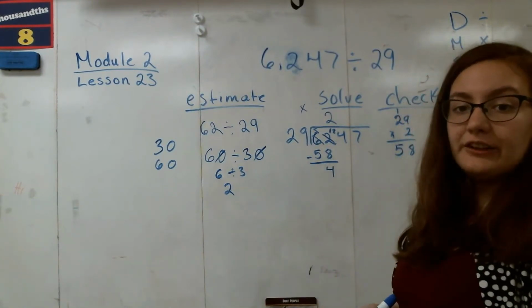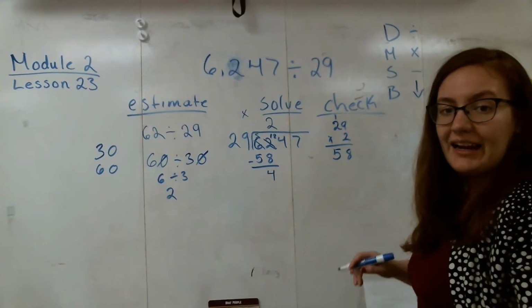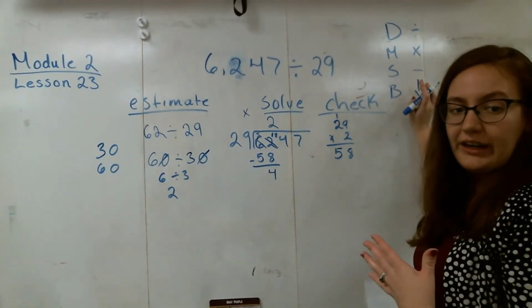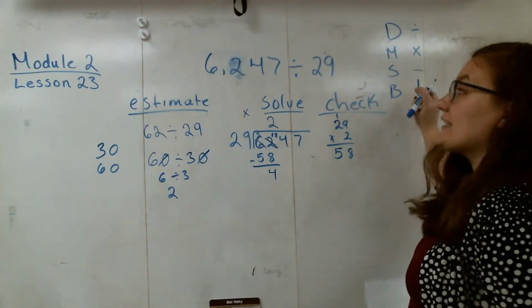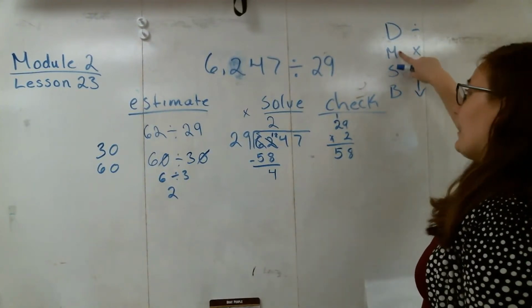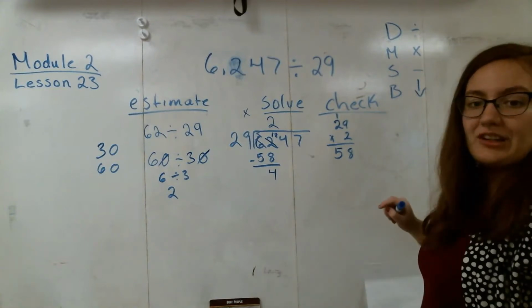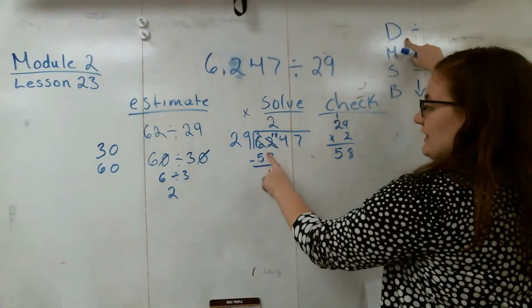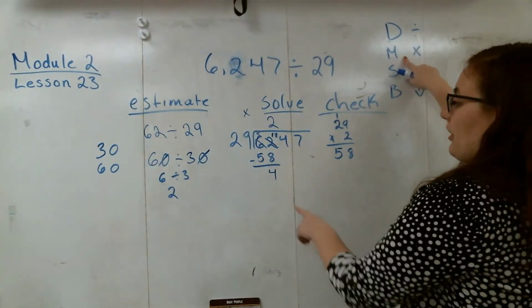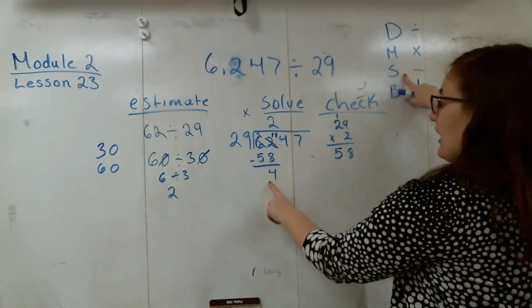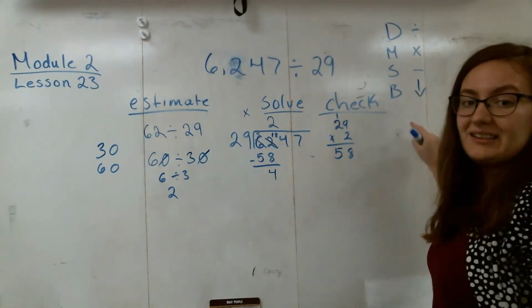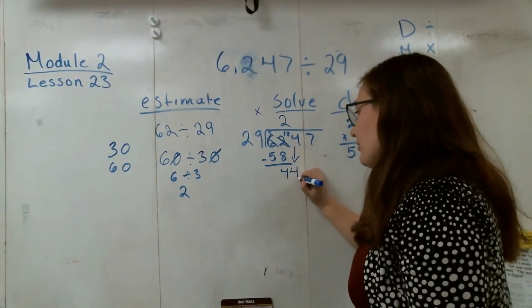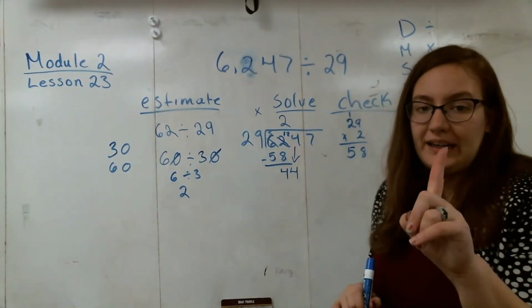Now, if you ever get confused with the steps, there is a little acronym that you can use that will be a nice trick to help you remember all the different steps. And the acronym is, does McDonald's serve burgers, or does McDonald's sell burgers? So you start with your divide step, which was this step right here. Then you do your multiply. Then you do your subtraction. And then we bring down. So when we bring down, we're just bringing down the next place value, but we're only bringing down one number.